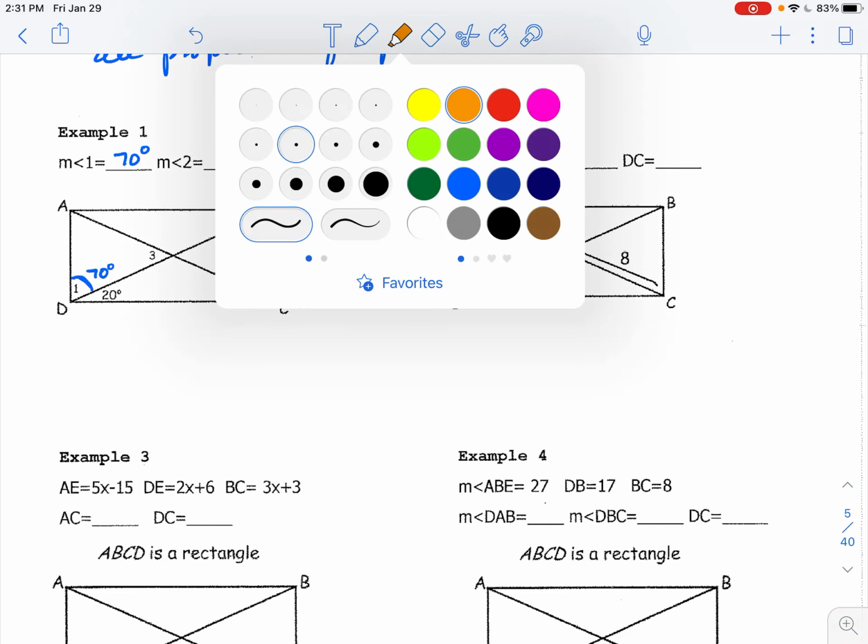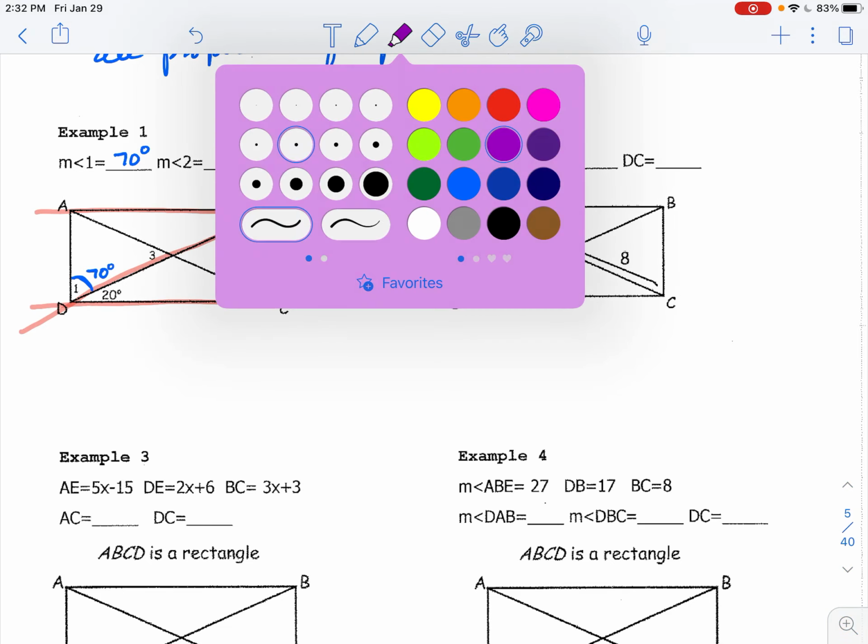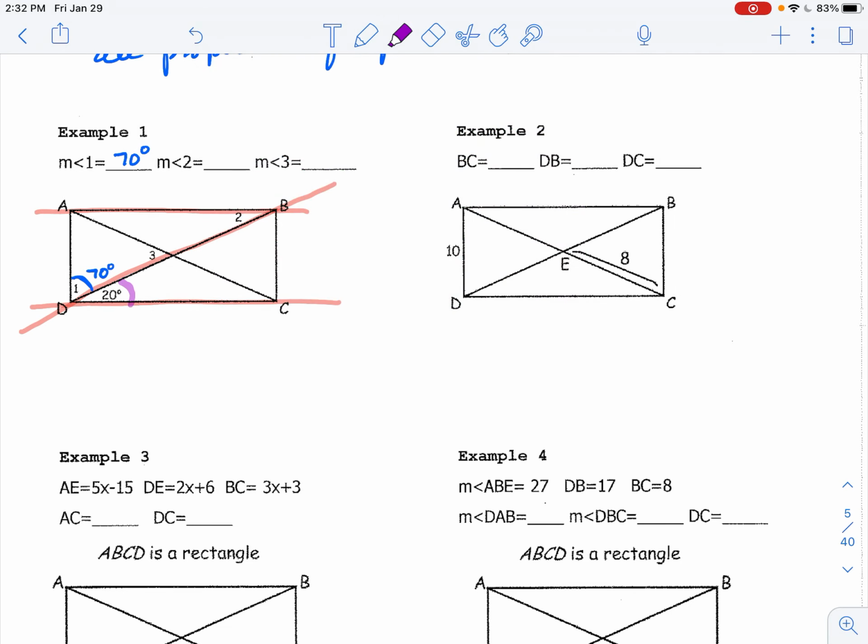All right, we also know that rectangles have all the properties of a parallelogram. So I know that AB is parallel to DC. If this is my transversal, then I know that this 20 degree is congruent to angle 2 because alternate interior angles are congruent. So this guy is 20 degrees. Okay, so then the other thing I know is that the diagonals are congruent and they bisect each other. So these two pieces are congruent.